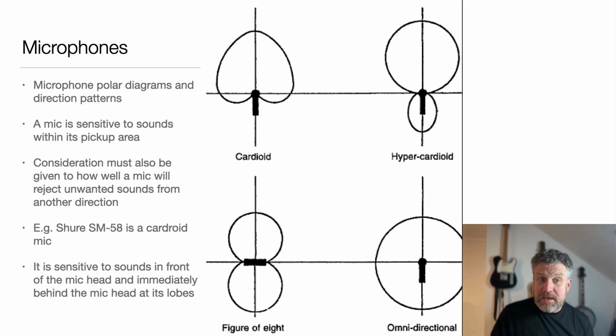Most USB podcasting mics use cardioid patterns. That's the likes of the Rode NT USB, the Blue Yeti, although a lot of them you can actually change the pattern on the microphone as well. It might be a setting that you can change.